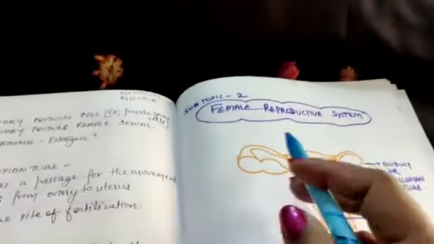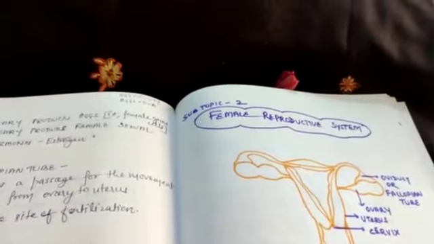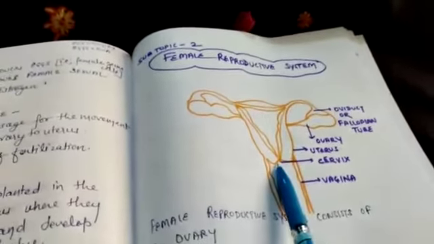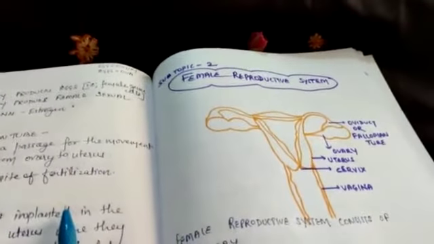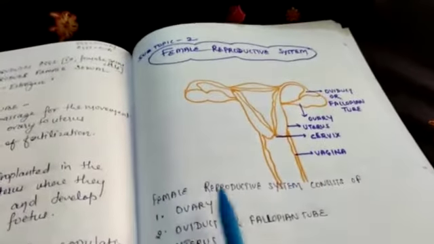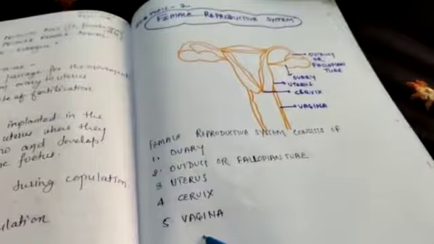Now next is the female reproductive system. Here, this whole is about the structure. इसमें भी आपको structure पता होना चाहिए, and then the functions, right? All these are important from your examination point of view. So the female reproductive system consists of these organs.